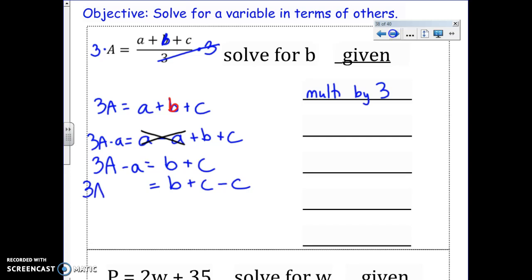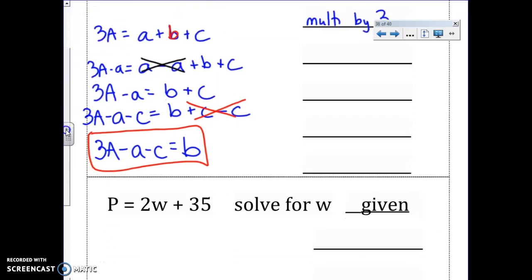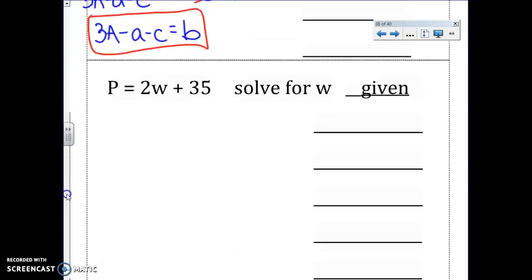And then on this side of my equation, I also have to subtract c. So now these guys cancel out. And I'm left with 3 times big A minus little c equals b. I know this is really kind of crazy and mind-blowing, but you're just using the same skills that you learned in solving for variables. You're just doing it with letters.